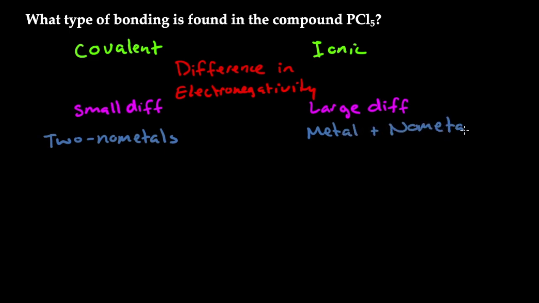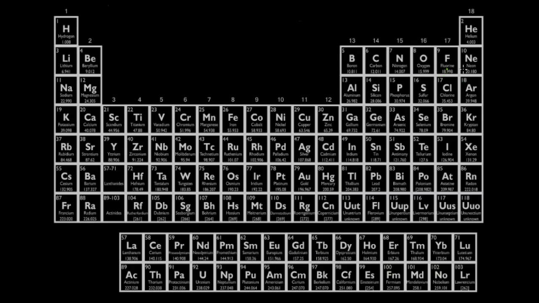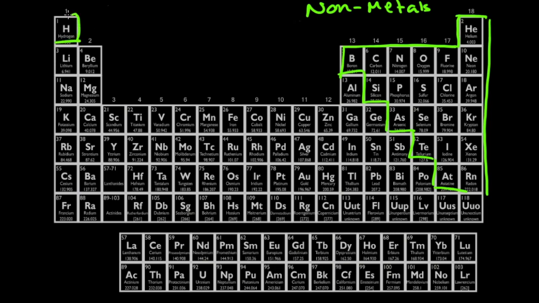Now that we know whether two non-metals, or a metal and a non-metal, will be covalent or ionic, we need to know where we can find these metals and non-metals on the periodic table. So let's pull up a periodic table. In this periodic table, all the non-metals are going to be over here in this area. If you find an atom somewhere along in here, then that's going to be a non-metal. This will be all the non-metals, and that's also going to include hydrogen over here. So all those are going to be non-metals, plus hydrogen.